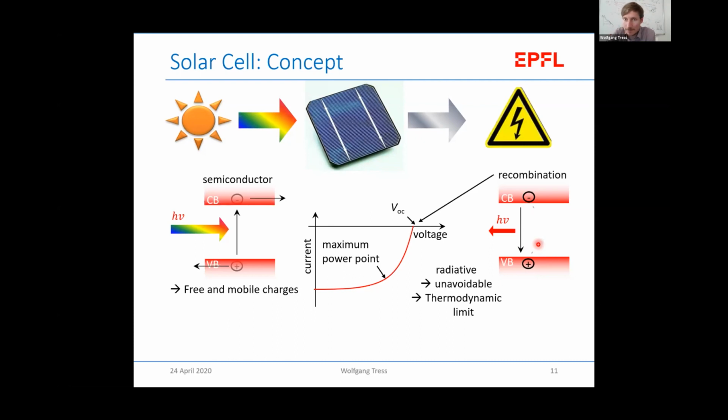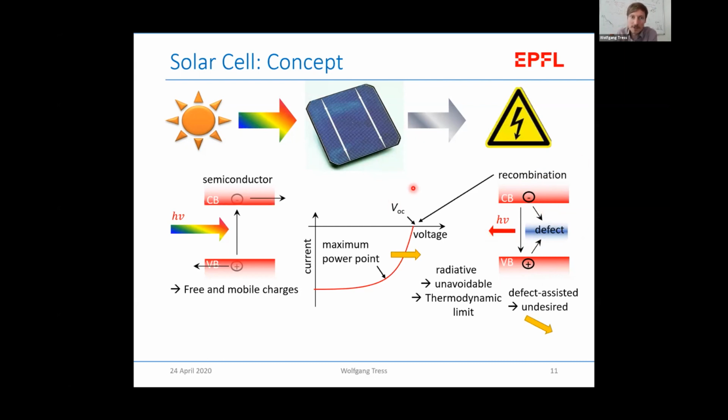And in reality, what we usually have is additional recombination pathways through defects, just symbolized here. This would be some state, for example, due to some impurity or some crystal defect in the material. This could also be a surface, etc. And this recombination usually is non-radiative, and this is an additional loss mechanism. So we want to avoid this loss mechanism.